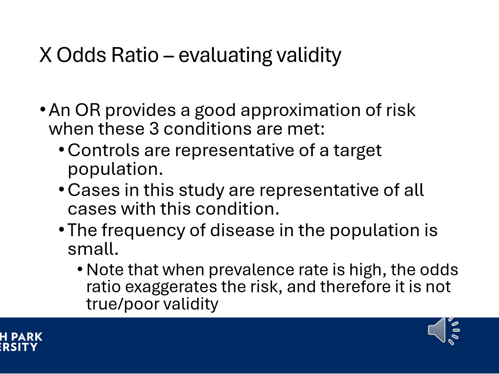The third condition here is that the frequency of the disease in the population is small. If there's a really high prevalence rate of this disease in the population, then what happens is the odds ratio exaggerates that risk, and it's not a true indicator of the association between those two things.